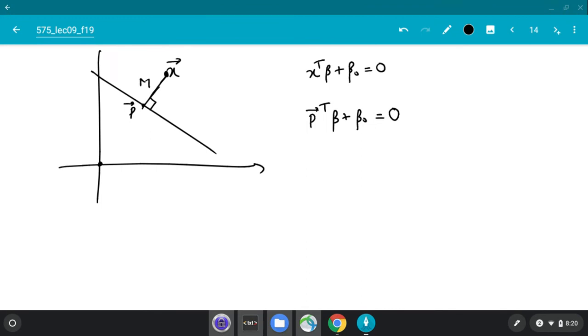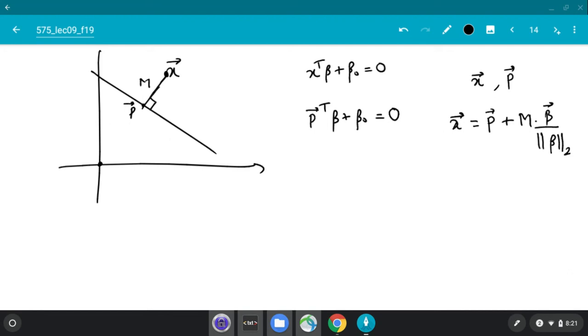Now there's a relation between x and P. You can see, if P is a vector here and x is a vector there, P plus something is equal to x. The length of that something is m, because the distance of the point to that plane is m. So x is equal to P plus m times beta vector divided by the norm of beta.